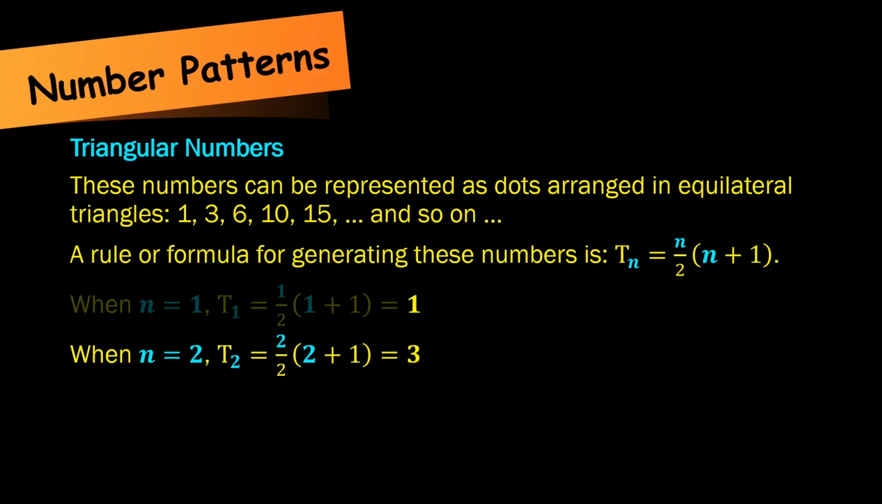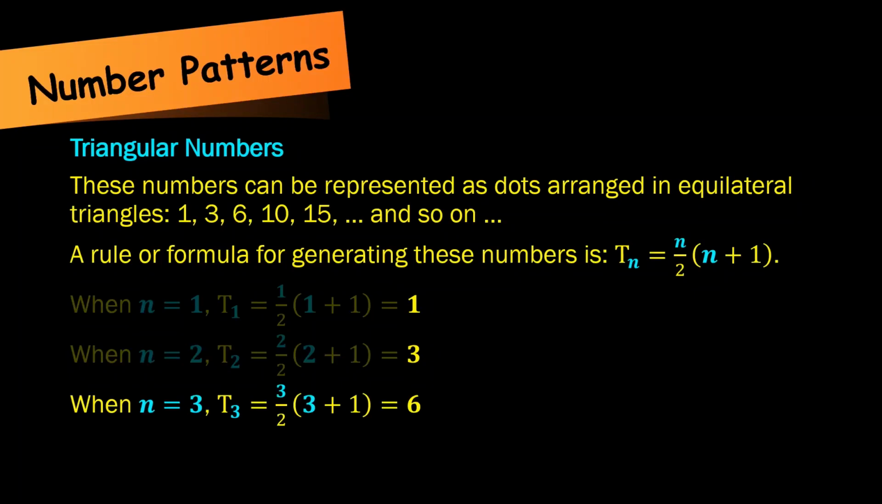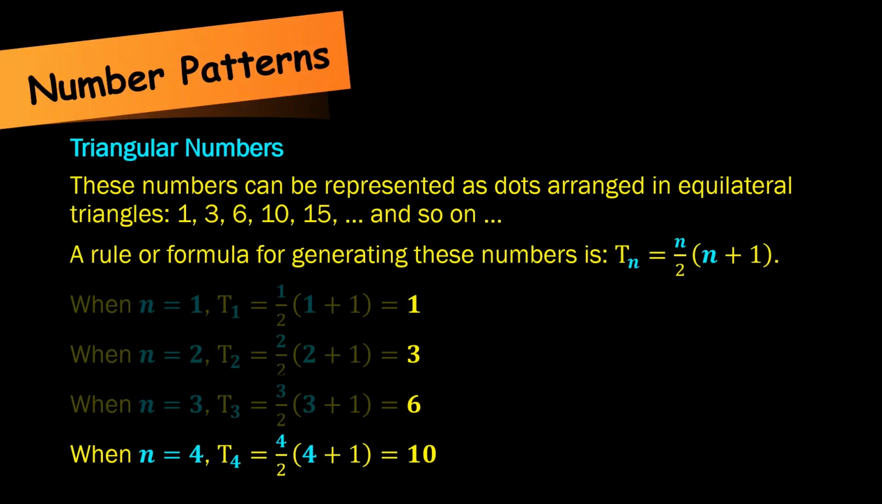When n equals 2, we substitute n equals 2 into the formula to give T2 equals 3 as shown. Similarly, when n equals 3, substitute n equals 3 into the formula to give T3 equals 3 over 2 times 3 plus 1 equals 6. And for n equals 4, similarly we have T4 equals 10, and so on.